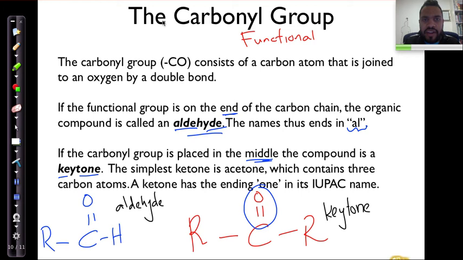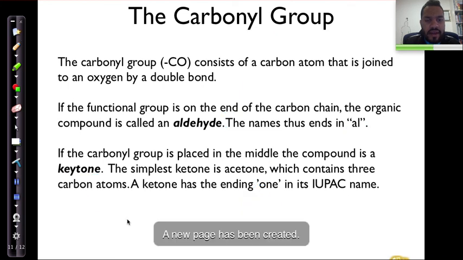Both of them are characterized by the carbonyl functional group, which is simply a carbon bonded to an oxygen with a double bond, right? The simplest ketone is acetone, which contains 3 carbon atoms, and a ketone has the name "one" ending in its IUPAC name. Don't worry, we're going to go over each of those in detail shortly in the new video.